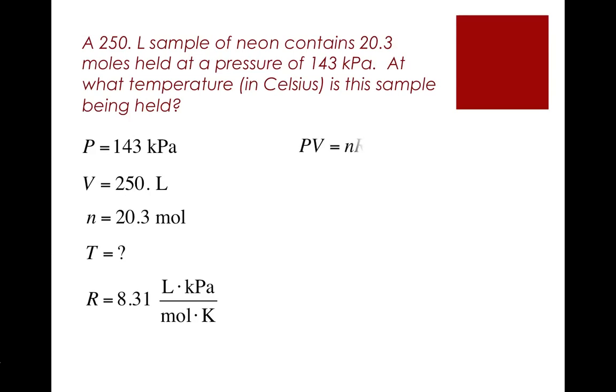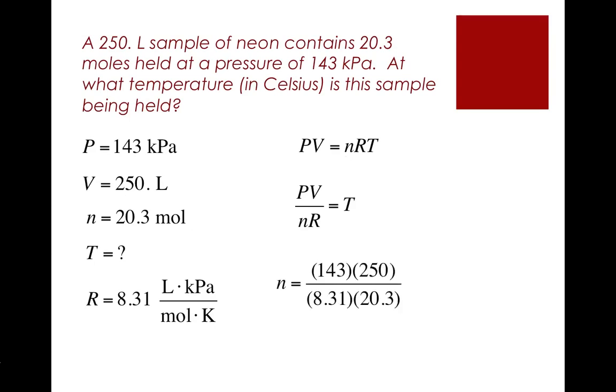Same thing as before, PV equals nRT. This time I want temperature, so I'm going to get rid of these two guys. I'm going to divide both sides by N and R, and it gives me this. I'm just going to plug in the numbers. Oops, I should have written T there. That's a mistake for Mr. Thompson. But I plug in these numbers, and I get a temperature of 211.92 Kelvin. But the problem wanted it in Celsius, so I'm going to subtract 273 from that to go back to negative 61.1 degrees Celsius. Very, very cold. This is a very cold sample of neon gas.